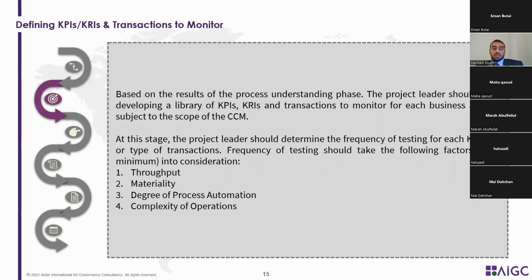After we do that, we start defining the indicators that we'd like to monitor. A good approach is to start defining a library of KPIs, KRIs, and transactions to monitor for each business activity, subject to the scope of the continuous control monitoring. And when we do that, we need to take into consideration how frequently I'd like to test these indicators and how continuous I want them to be.